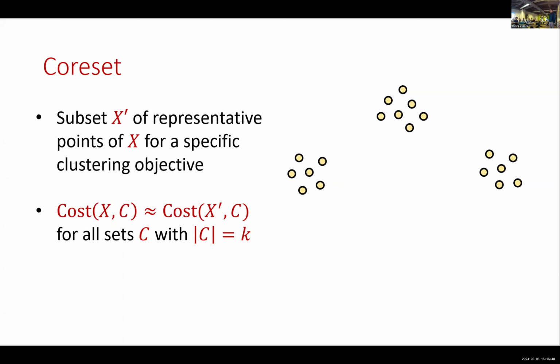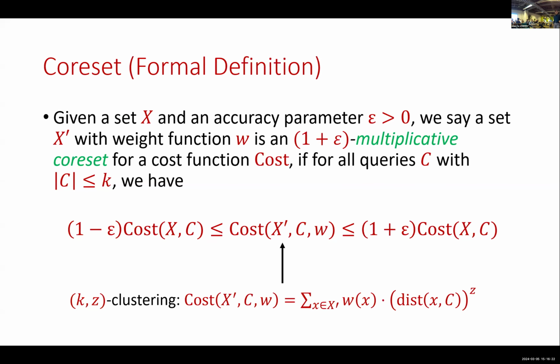Yeah, so a core set is a weighted subset of the input set, such that for any set of queries C, the cost of clustering the weighted subset is approximately the cost of clustering the original data set. If this is our original data set, then one possible core set is the set of these weighted points here. Maybe this point has weight 6, this red point has weight 3, this has 3, and this has 6. Formally, it just says that the weighted cost of the core set is approximately the cost of the actual data set.